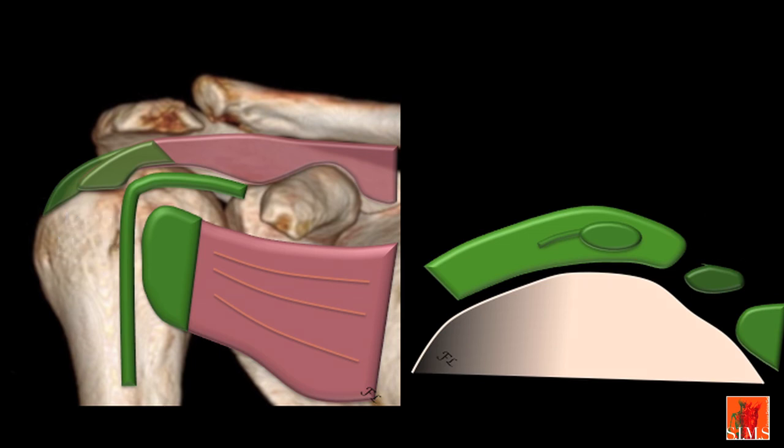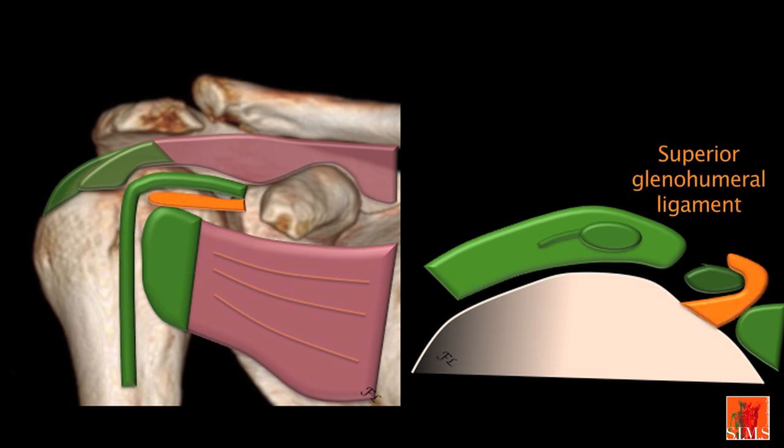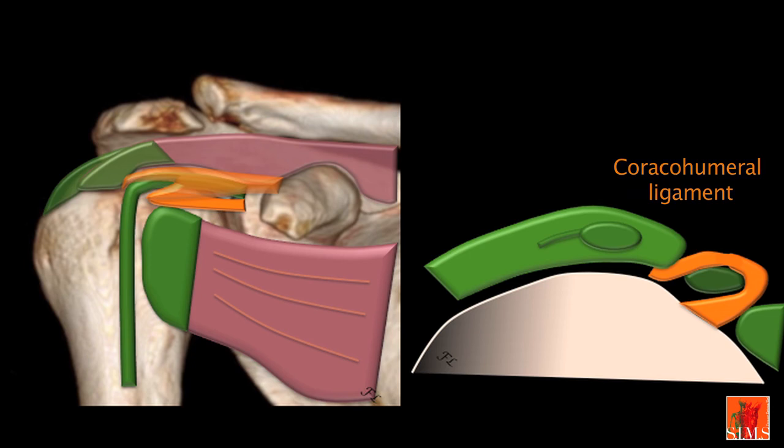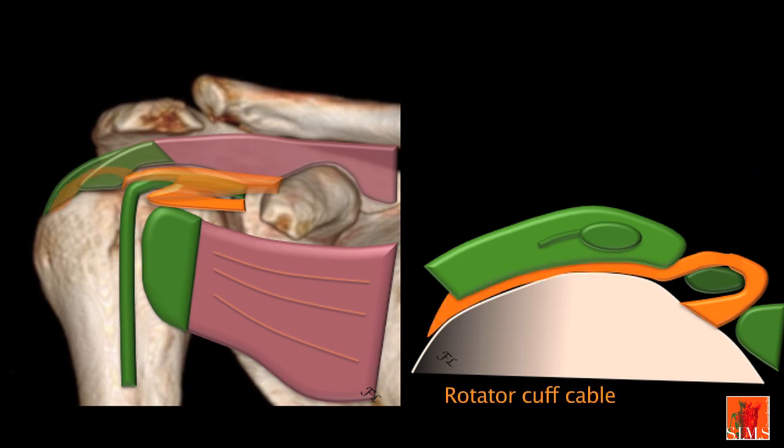It is held in place by the pulley, which includes the superior glenohumeral ligament, as well as the two bundles of the coracohumeral ligament, which is prolonged in a backward direction by a structure called the rotator cuff cable, running deep to the supraspinatus and infraspinatus tendons.